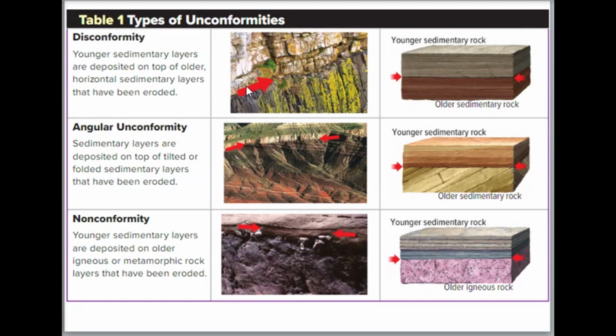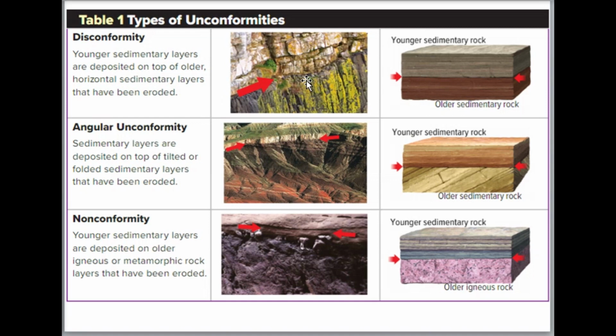And an unconformity is when you have a rock like this, and it gets weathered and eroded away, and then you get new rock being put on top. Okay, so you've got three different types of unconformity. You've got disconformity. This is when you have sedimentary rock and a bit of it gets eroded away.